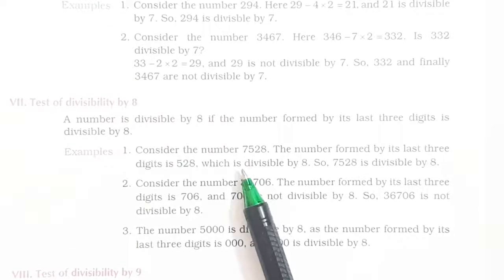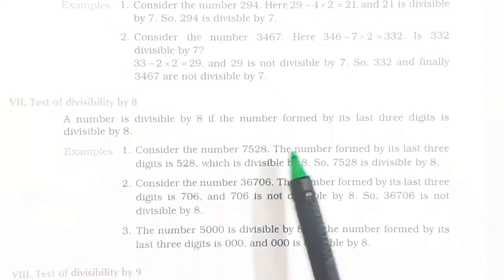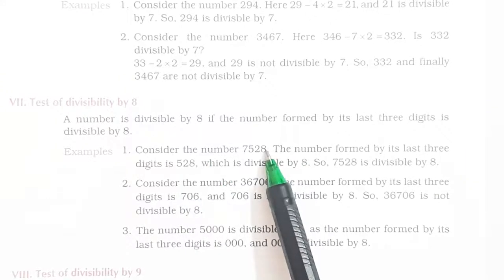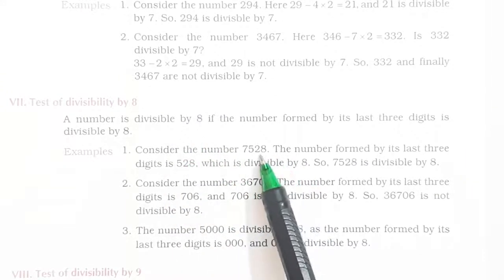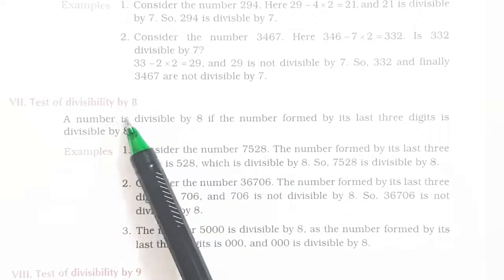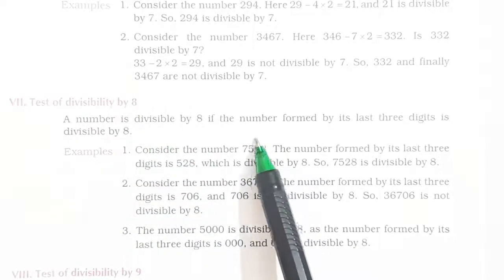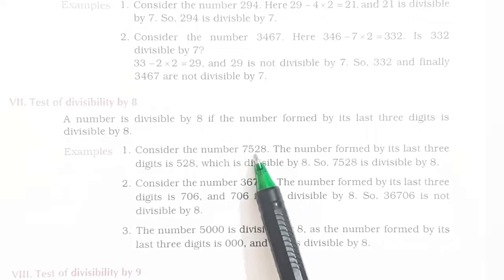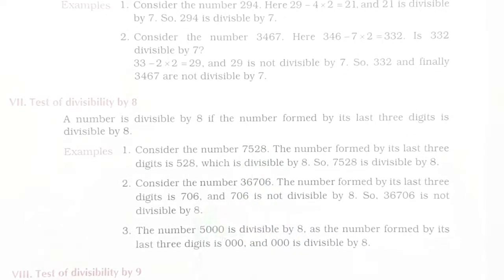Now, students, remember one important point here. In case of 2, we consider only the last digit. In case of 4, we consider the last 2 digits. But in case of 8, we consider the last 3 digits. I hope it is clear to everyone now.